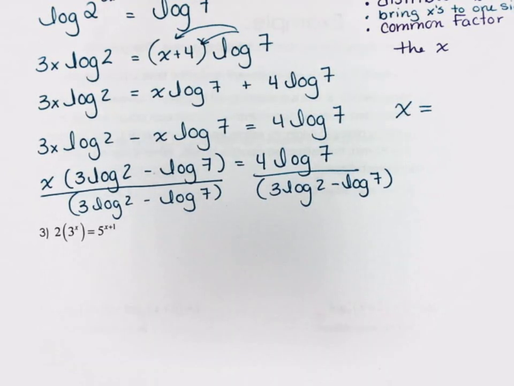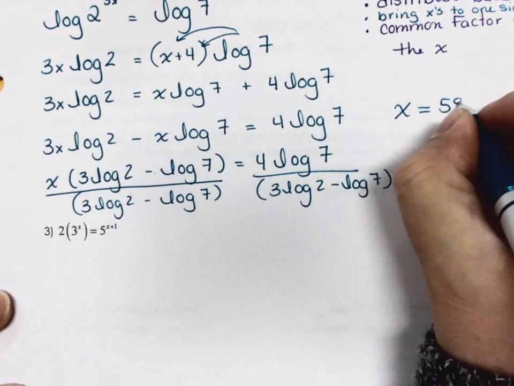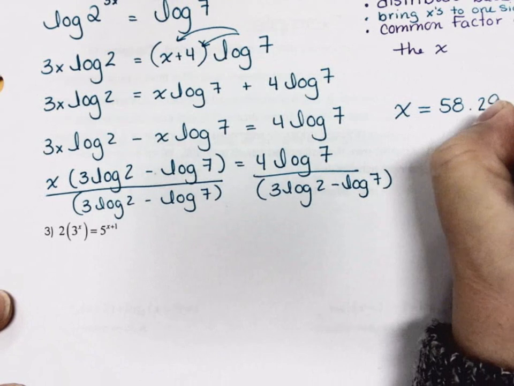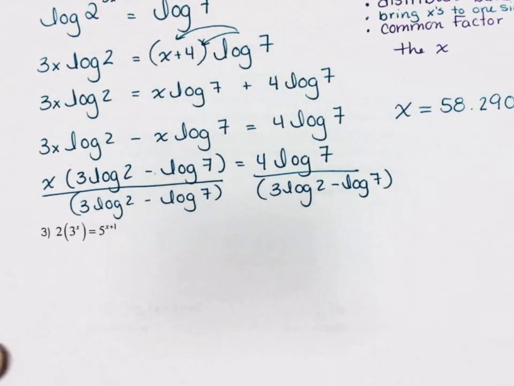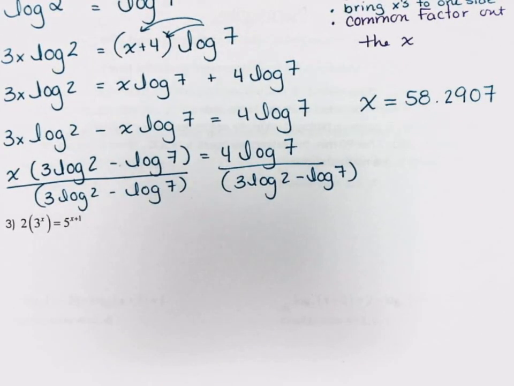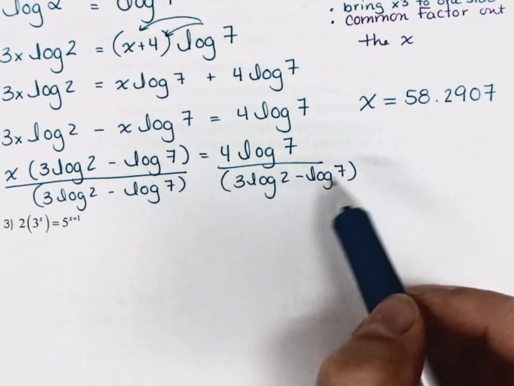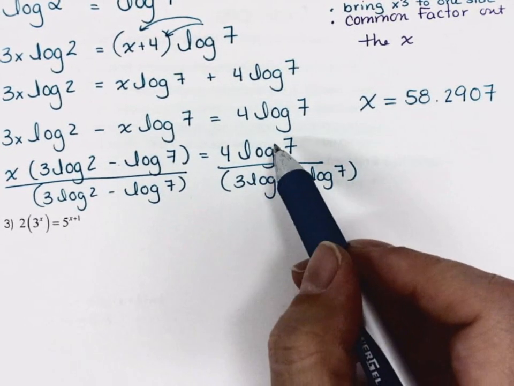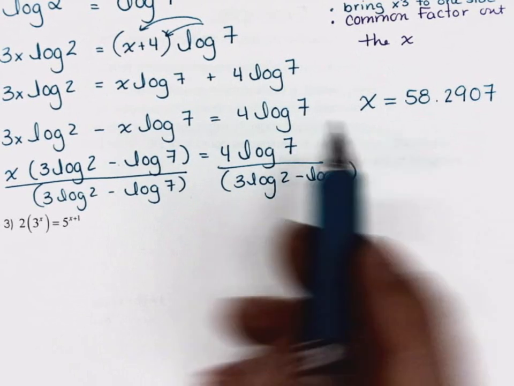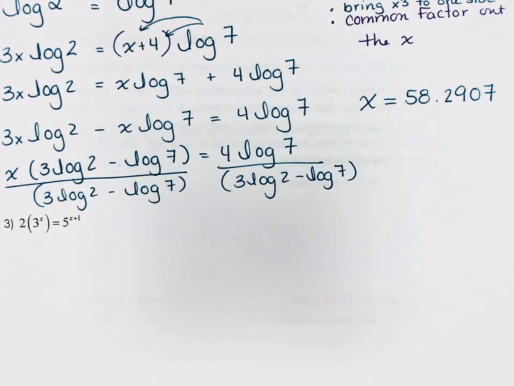Okay, so 58.2907. 1684. So did you get that in your calculator? If you didn't, did you use brackets appropriately? Because if you didn't put the denominator in brackets, it would have done this division and then subtracted log 7 off of it. 58.2907.